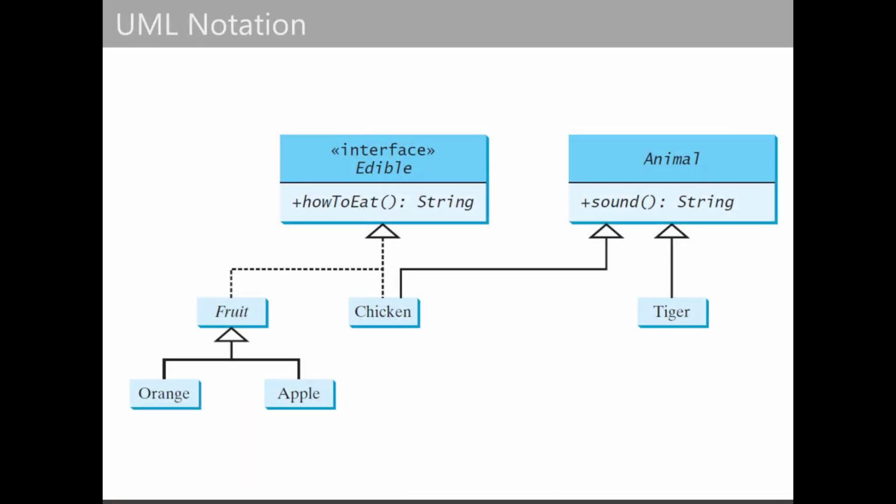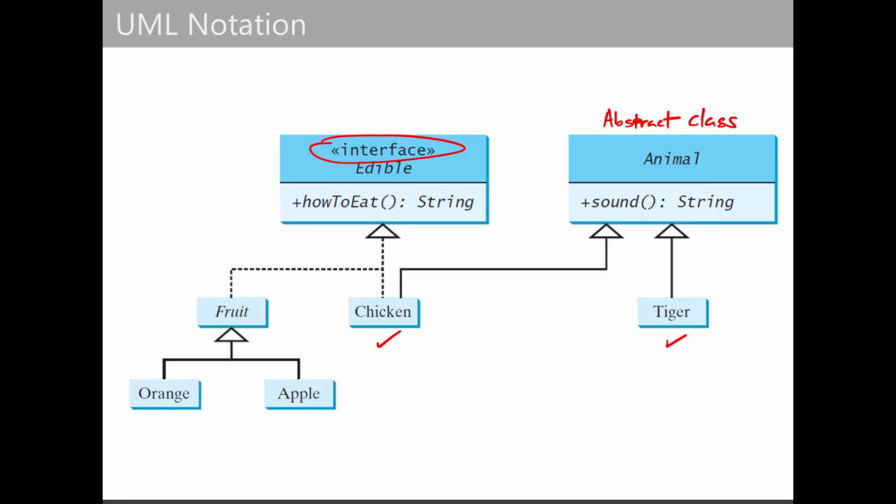The main thing to notice here is that interfaces have this syntax at the top, kind of these angled brackets with the word interface and then the name of the interface itself. They're also italicized. Contrast that with the abstract class Animal that's shown on the right here. So there are different types of animals like a tiger or a chicken. The interface here is describing a behavior of something. So a chicken or a fruit should be edible.